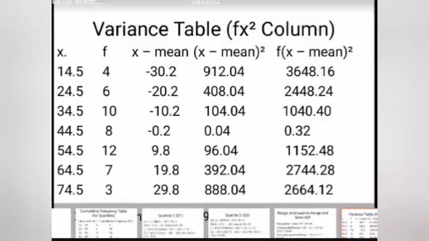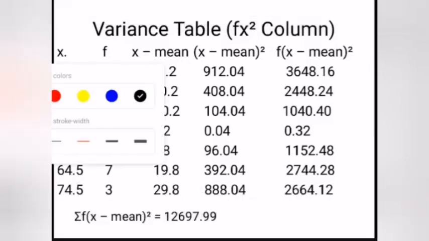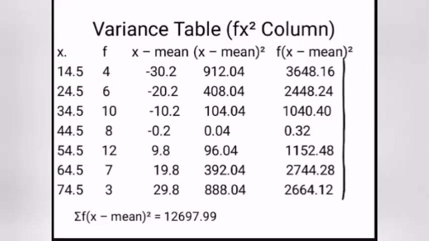So the next thing we have is the summation of this. We'll add everything. Summation basically means adding all this. When you add all this together, you have this. So we just add everything here to get this. This summation f d squared is the summation of f times x minus mean squared. So we added everything we got here to get this.